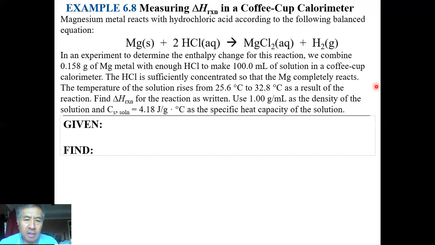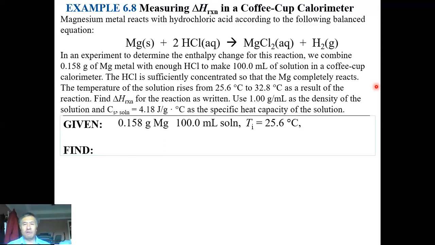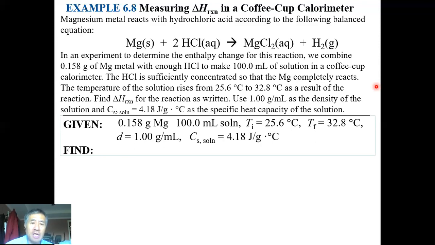So we are given 0.158 gram magnesium, 100.0 milliliter of solution, Ti 25.6 degrees Celsius, Tf 32.8 degrees Celsius, and the density equals 1.0 gram per milliliter, and the specific heat of the solution equals 4.18 joule per gram per degree Celsius. And then we want to find delta H reaction in terms of kilojoule per mole of magnesium.